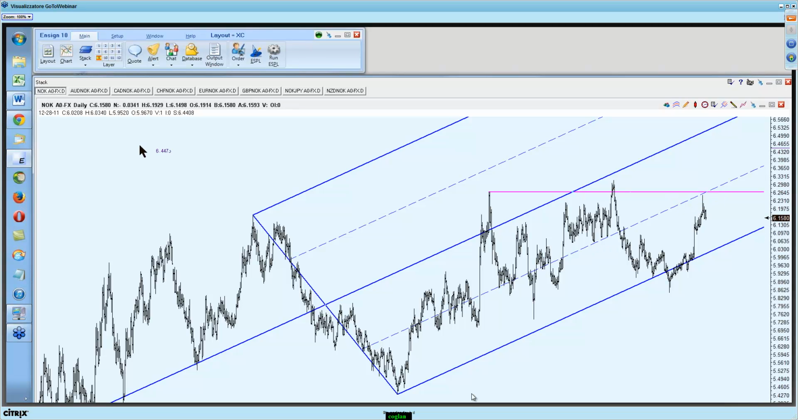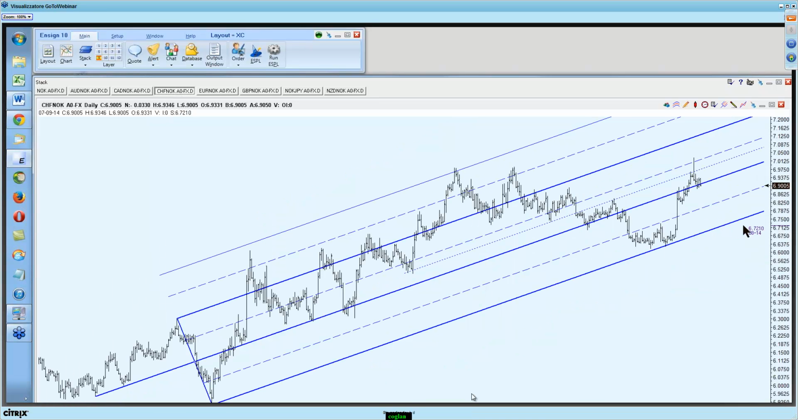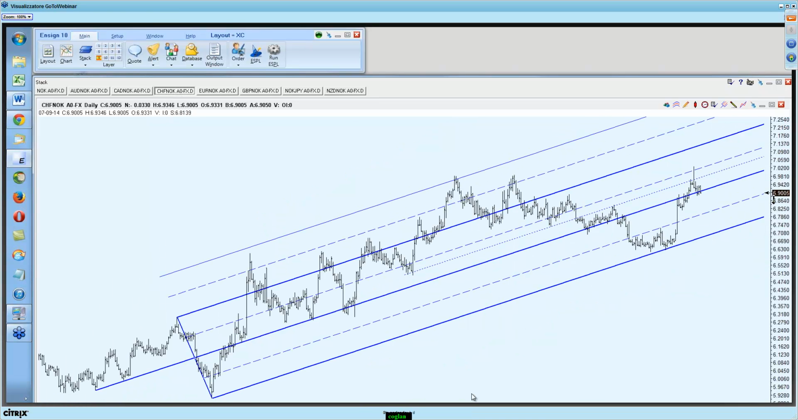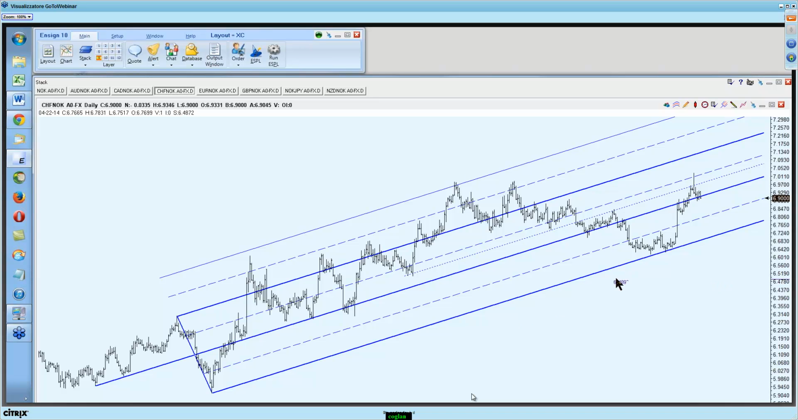Let me have a look at the Swissy Noki. See what we've got. Yeah, that's running quite nicely, isn't it? I've got to say I haven't looked at this for a while, but there's some very nice lower parallel support there. If you take an entry at 663, your stop would have been under 662. I guess that's not really too far in the Noki. We've pushed up. What would I be looking at the moment? See if we can get above the median line. Hang on. Let me just expand this a little bit.